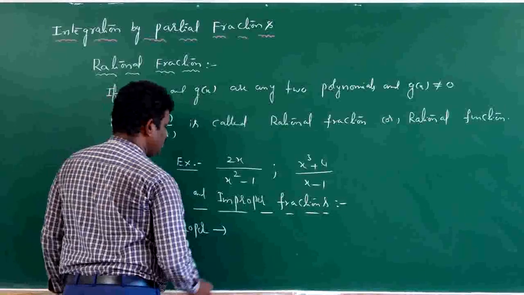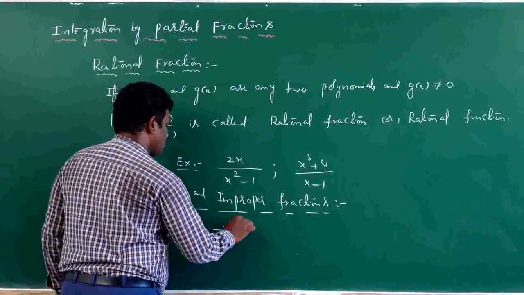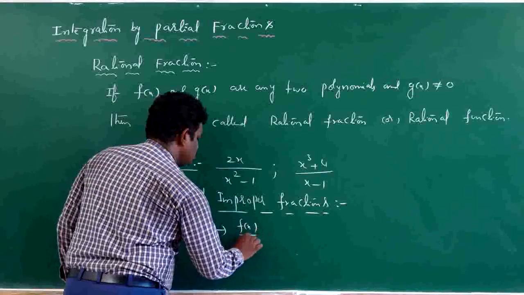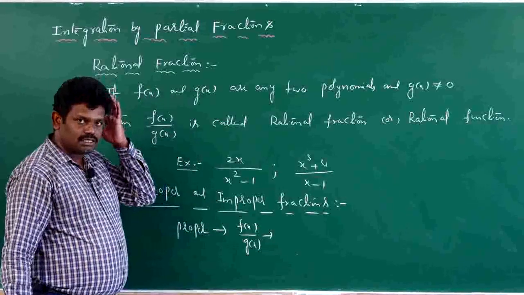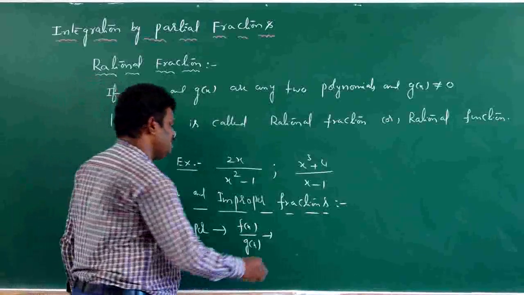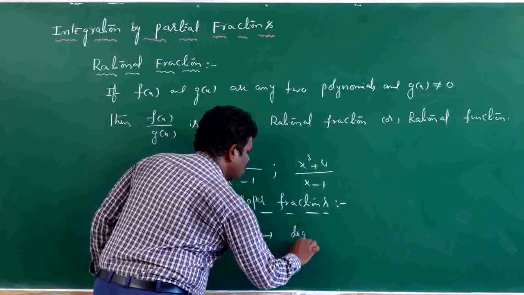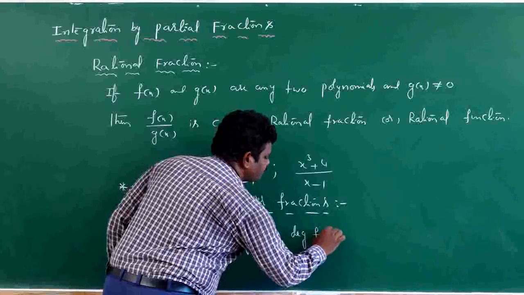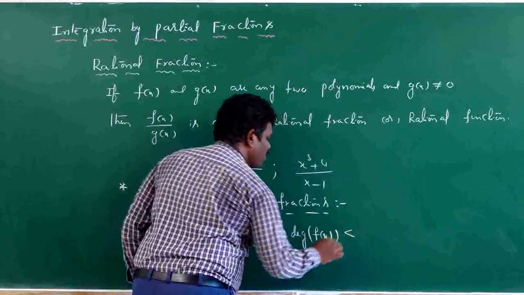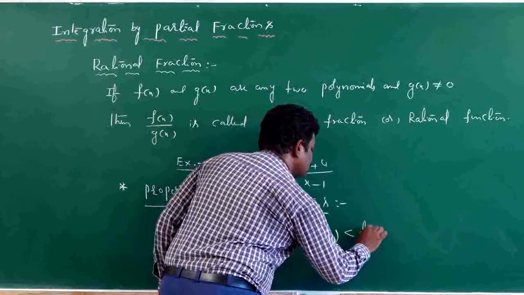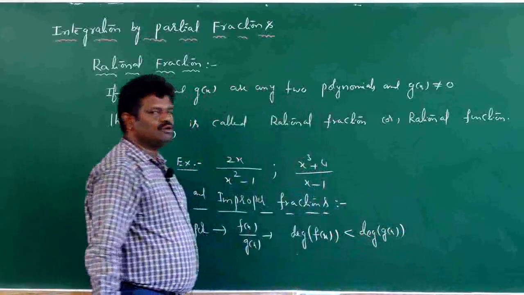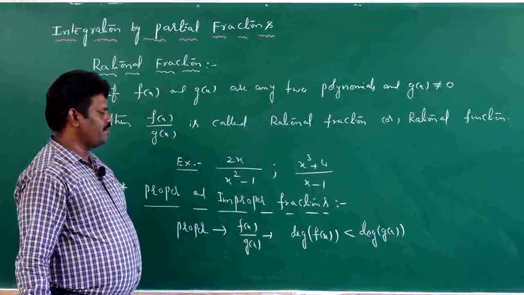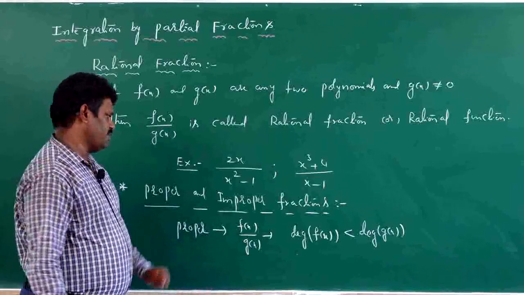A proper fraction means, if we take any rational fraction, suppose f of x by g of x, this rational fraction is said to be a proper fraction when the degree of f of x is less than the degree of g of x. So proper means the degree of f of x is less than the degree of g of x.